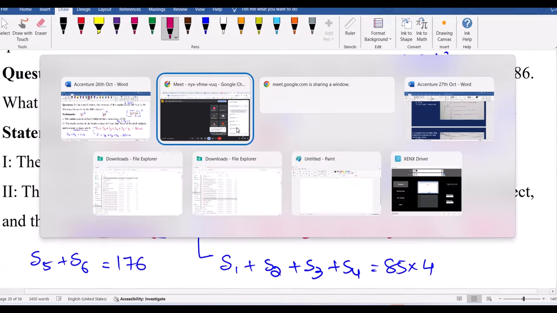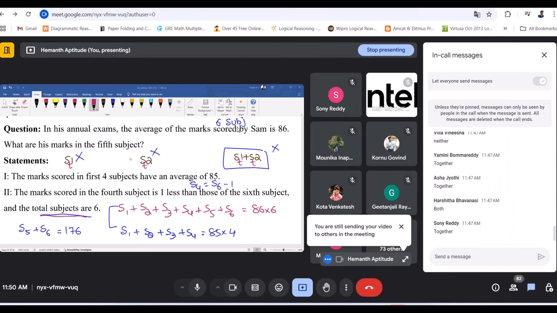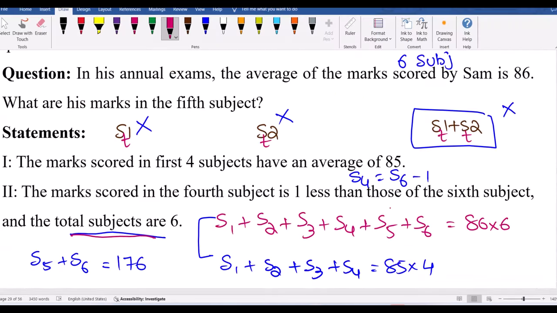Let me see what you people opted. Together not sufficient is the problem. We thought together is okay, but the second statement is fourth subject is one less than the sixth subject. If they're given that 50 is one less than something, we can handle here.